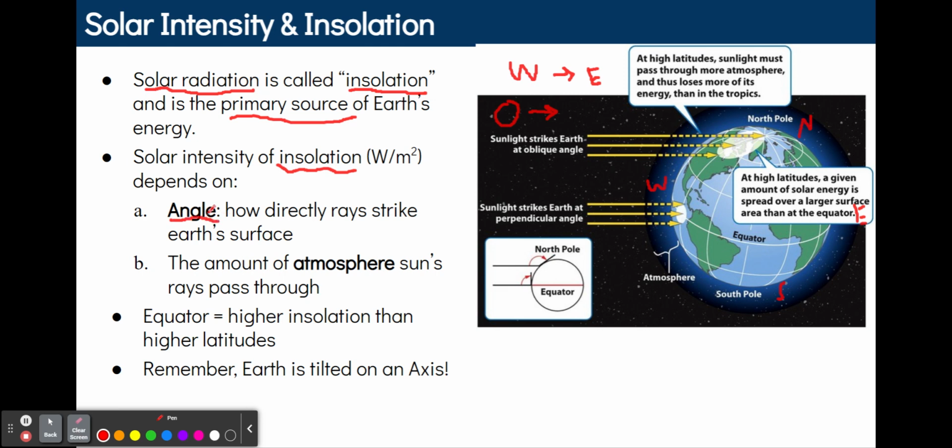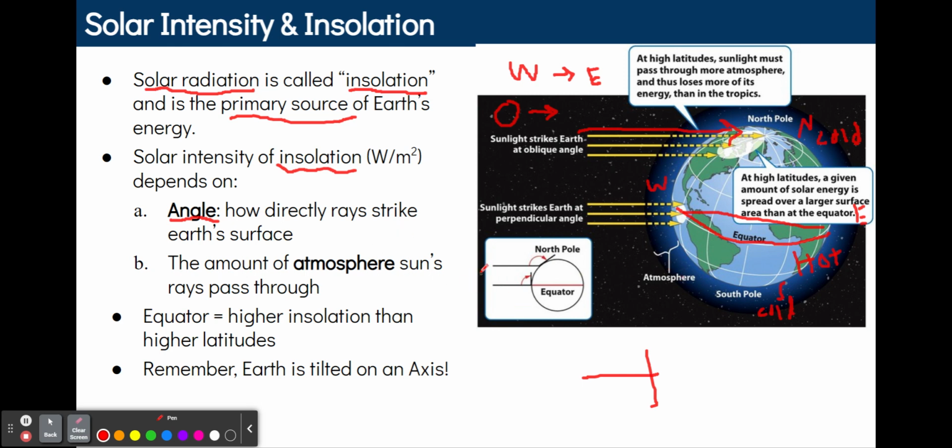The first one is the angle at which the sunlight hits the Earth. Sunlight hits Earth directly at the equator, at a perpendicular angle. Because it's hitting the Earth directly at the equator, it makes the equator really hot. Whereas at the poles, the North and South Pole, it's hitting at an oblique angle, meaning that it's less solar intensity, lower insolation, and that makes the poles cold.